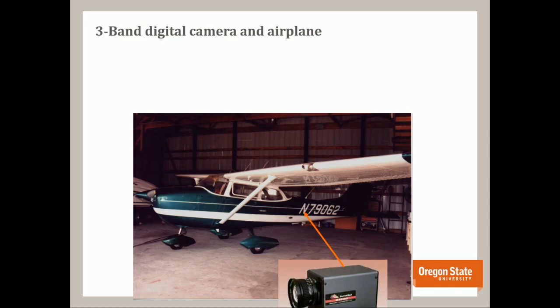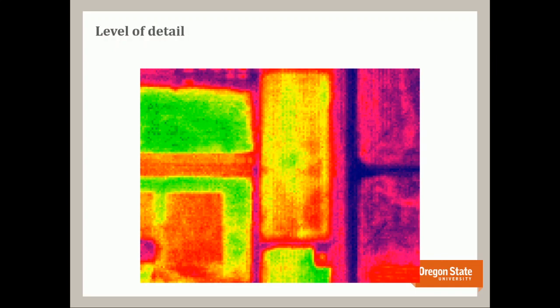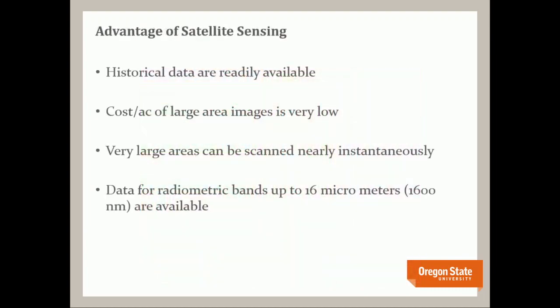A 3-band digital camera and airplane is shown here to map the agriculture land and other areas. And DVI of the area at 1 meter resolution. The diagram shown here presents the level of detail, how much variation there is in the fields at different scales.